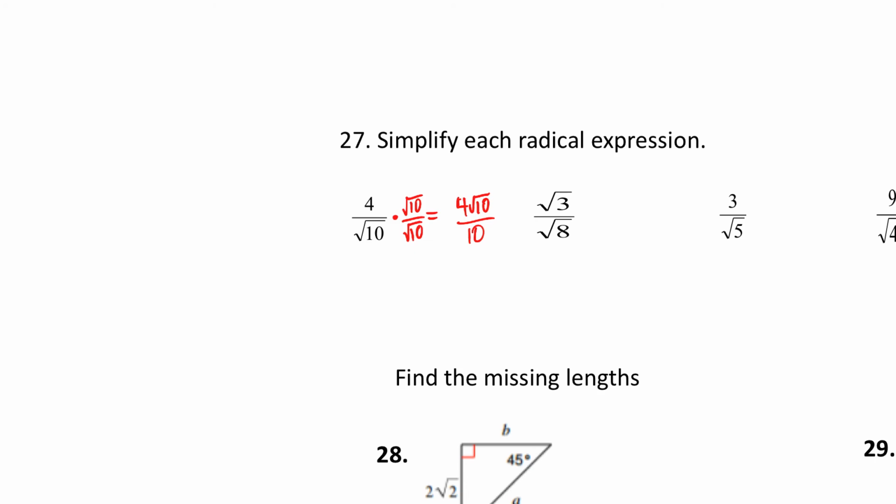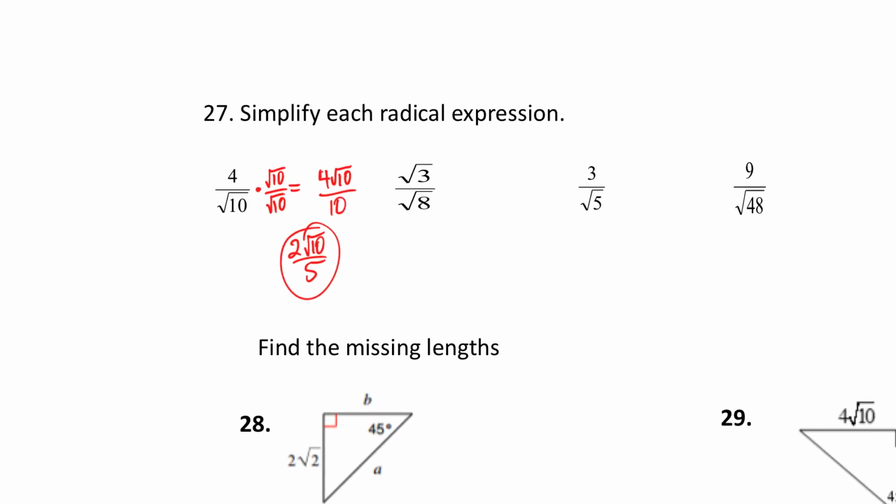Okay, I can't do anything to square root of 10. I can't simplify that, but is there anything else I can simplify? The 4 over the 10, which simplifies to 2 and a 5. 2/5. So it's 2 square roots of 10 over 5.